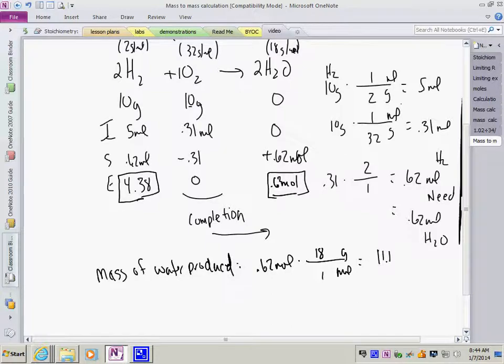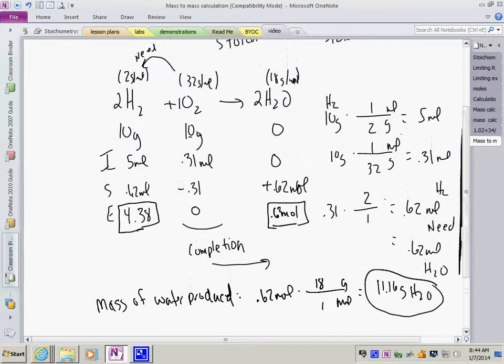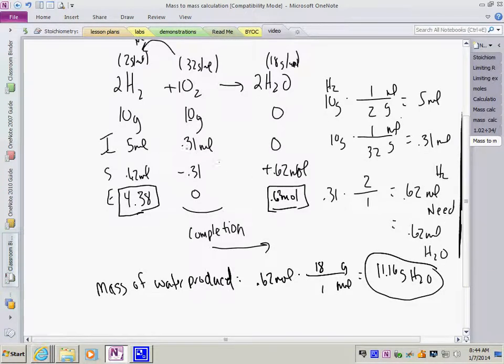It's always important to ask yourself, does this number make sense? I had 20 grams of overall material here, and I'm only getting 11 grams of product. Sometimes this throws kids for a loop. Why am I not having conservation of mass? I'm just simply rearranging particles. I should not gain or lose any particles, and therefore I shouldn't gain or lose any mass.